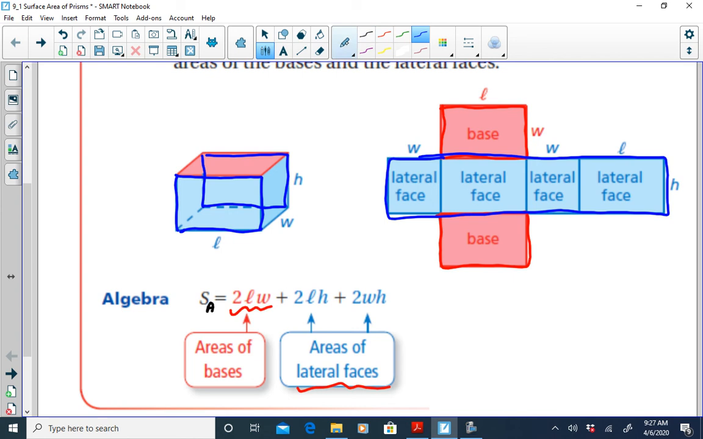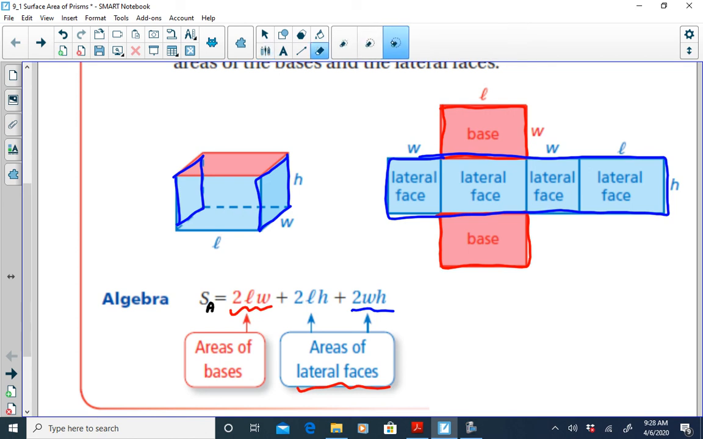And then let me erase that and see this part here, 2 times the width times height. Well, here's the width, here's the height. So we're looking at these two rectangles here, the two rectangles that would be the side faces of the lateral area. So when we're finding the surface area of a rectangular prism, we're essentially finding the area of 3 rectangles, all right? And that's what I see here.